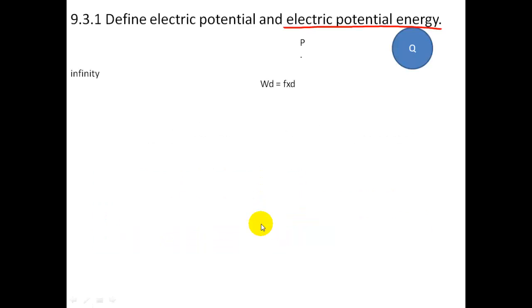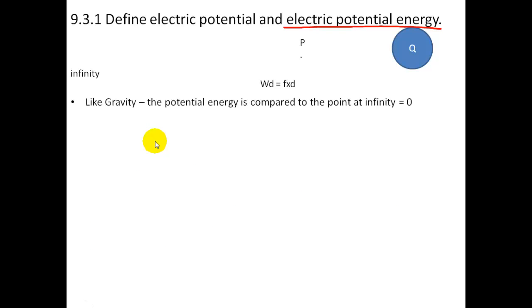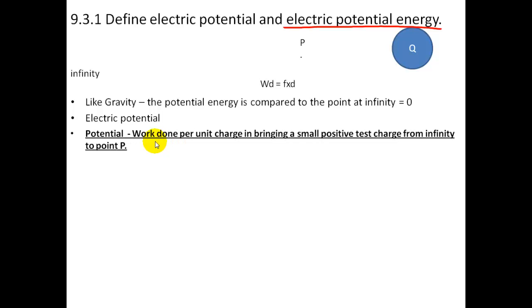So we have the same as before. Basically, it's like gravity. The potential energy is compared to the point which is at infinity. It's a standard for all charges. We have what's called the electric potential, which is basically the electric potential energy per unit charge. So, the definition: the electric potential is the work done per unit charge in bringing a small positive test charge from infinity to point P. So at infinity it is zero, at P it will have a positive value.